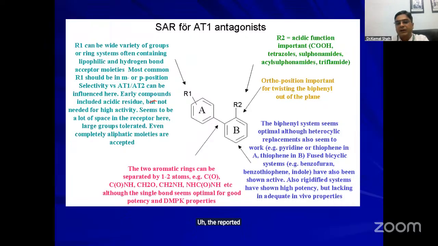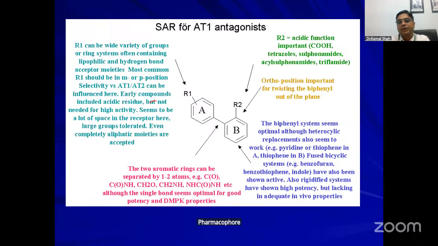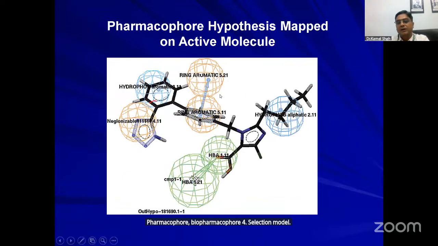When we align them, where we find the maximum alignment, we can take that particular pharmacophore to the lab and work over it. So this is one of the ways by which we can also design the pharmacophore, by the pharmacophore selection model. This is a 3D model, through which we are showing that it can be mapped.